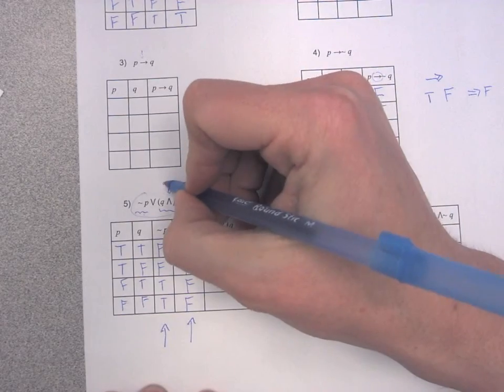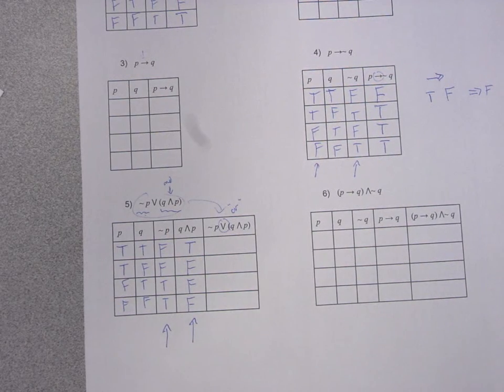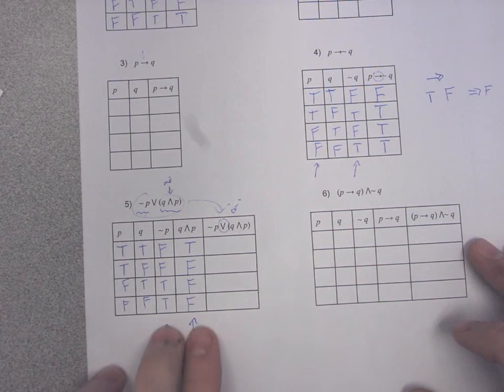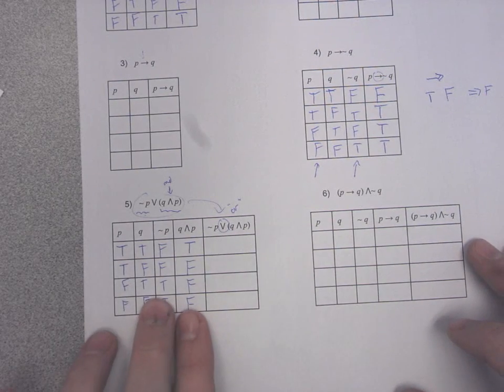Okay, so this one's the AND, this one's the OR. Remember that the OR operator combines two statements, and that statement is true if one or the other or both are true. So we're looking for at least one true. And for this column, these are the two columns that we need to look at.